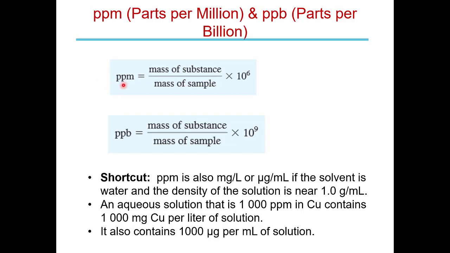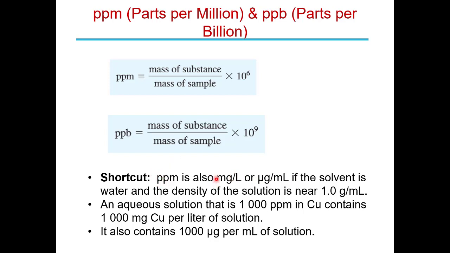So oftentimes these are used for very dilute solutions. If the solvent is water, and they're very dilute, then the density of that solution is pretty close to the density of water, which is 1 gram per milliliter. In that case, parts per million is the same as milligrams of solute per liter of solution, or micrograms of solute per milliliter of solution. So these are equivalent units, and they would be equivalent to 1 part per million.